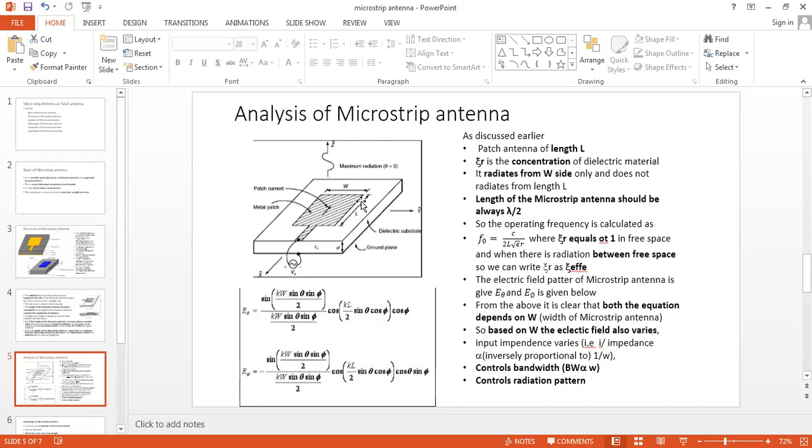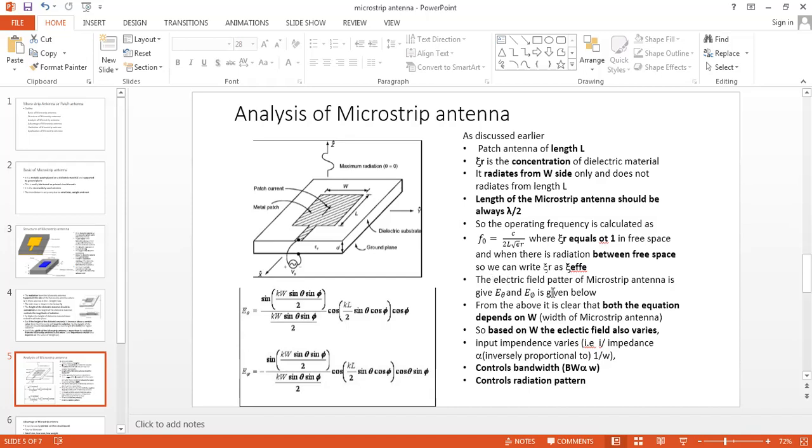Length of the microstrip antenna is generally lambda by 2. The operating frequency f0 is equal to c by 2L times square root of epsilon r. Epsilon r is generally one for free space, but if it is in between spaces, then this epsilon r can be written as epsilon effective.